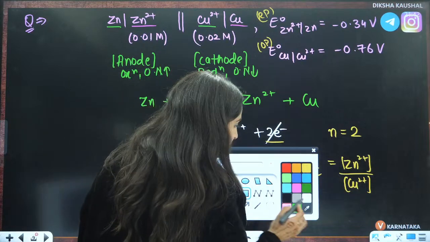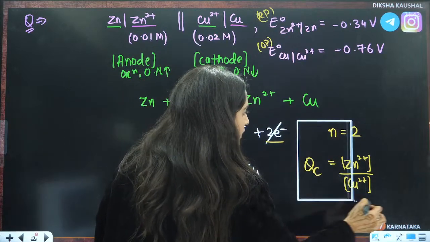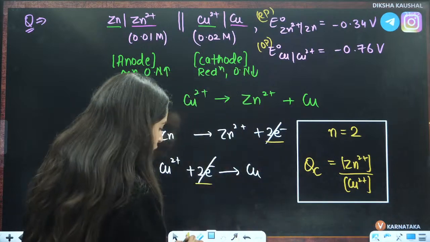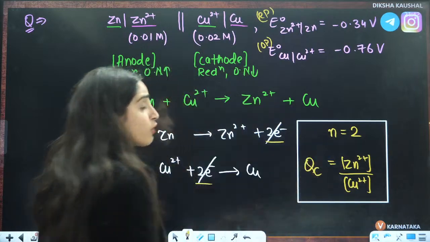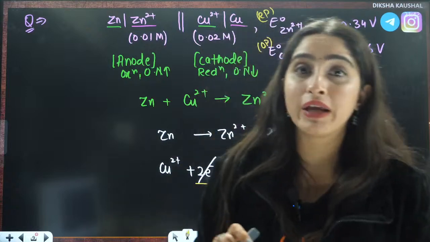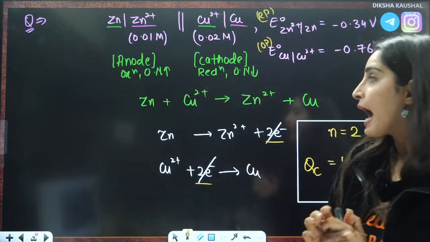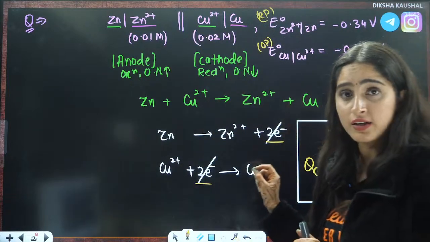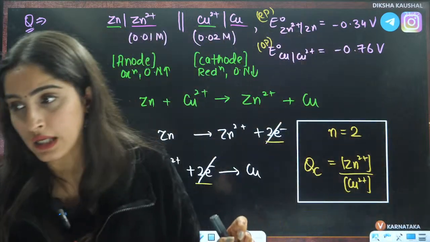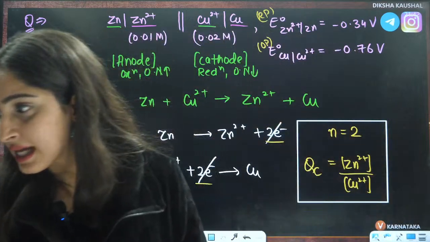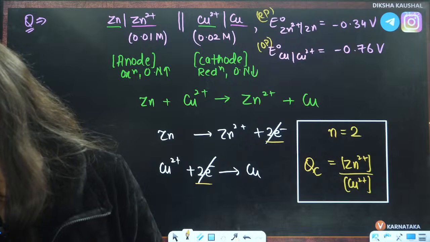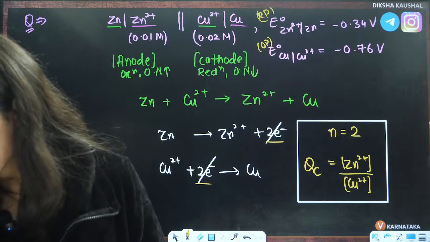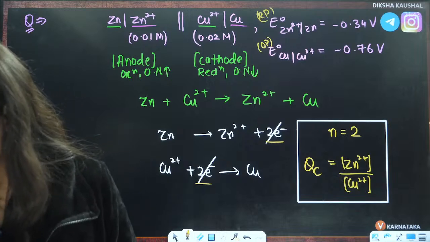Everybody in the chat box, tell me if this thing is clear or not, if you're able to understand how to calculate the value of E naught cell, how to calculate the value of N factor, how to calculate the value of QC. Right, everybody in the chat box, is that clear or not? Okay, guys.